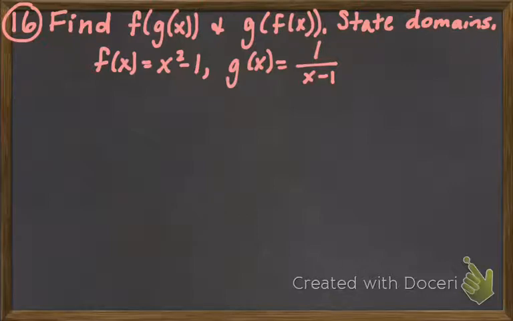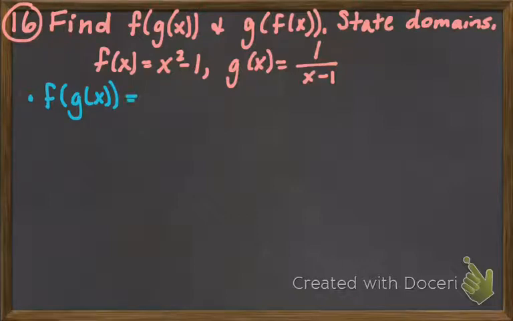So this one tells us to find f of g of x and g of f of x, which means we're not plugging numbers in. We're going to plug a function into a function, and then we are to state the domains of each of these two composites. So we'll start with f of g of x, just because that's what they ask us to find first. No particular significance to the order here. But this is the way I recommend you do this.